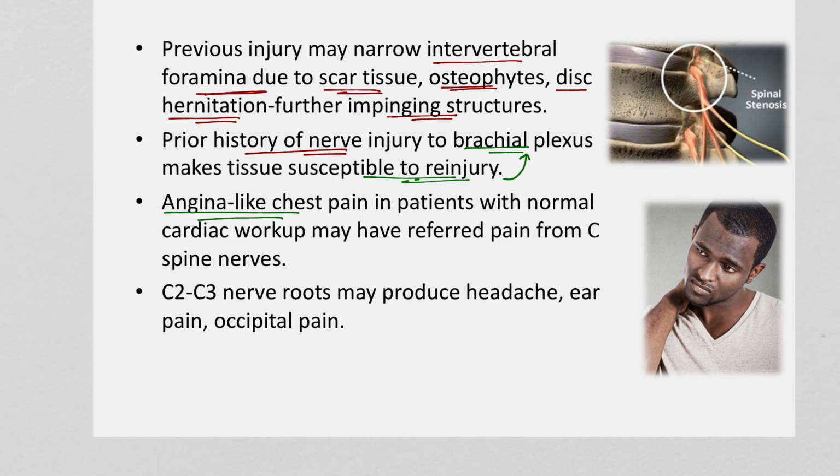And so when we think about a patient who took a blow to the cervical spine, if they do have chest pain, even if we suspect that it's C-spine, we still have to refer out and have a physician rule out any cardiac pathologies, right?